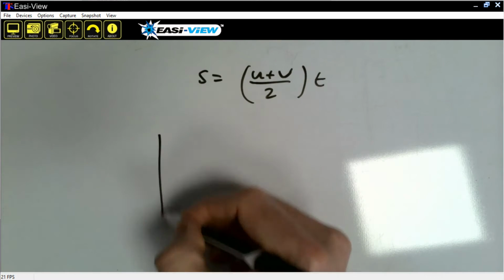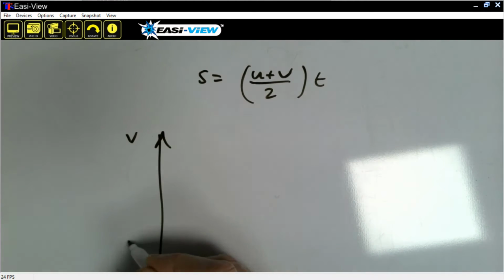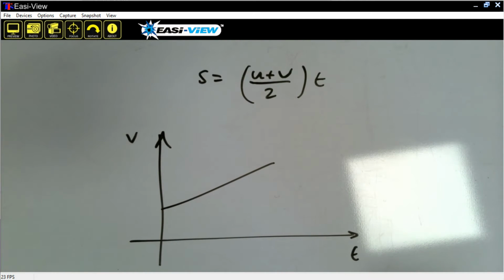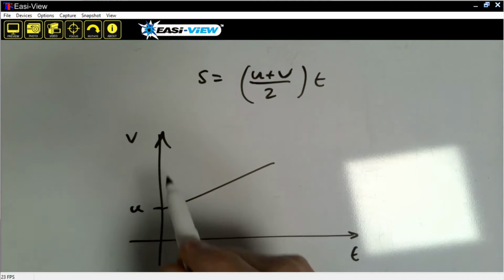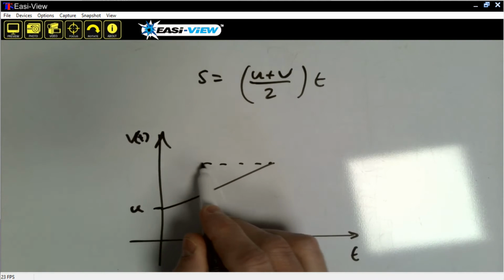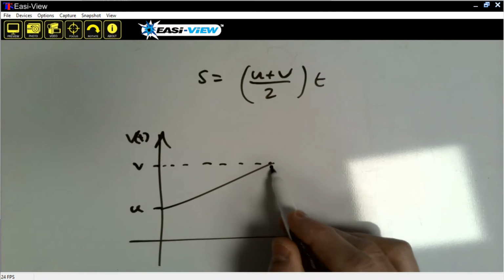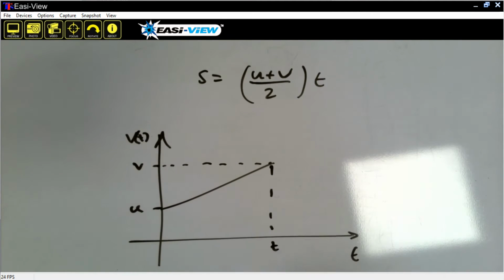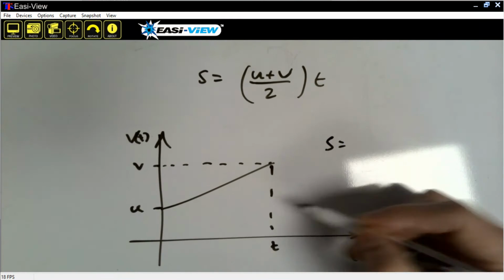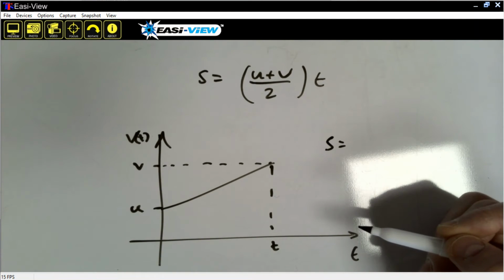If you were to plot a graph of V against T, and you were to have an acceleration like this, so that's meant to be a straight line, it's uniform acceleration, that's the initial speed U, that's V as a function of T, and if I call this my final speed V, and that's the time T it took, then you know from GCSE that the area under that graph is the displacement. So the displacement is the area under that graph, and there are a number of different ways of solving it.